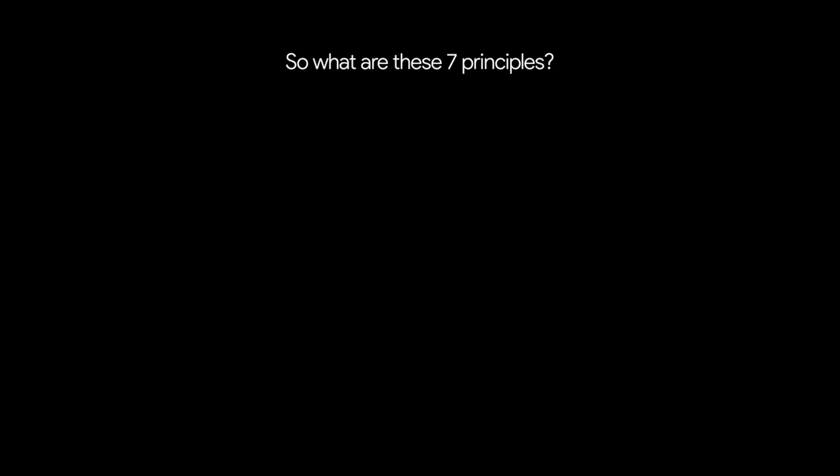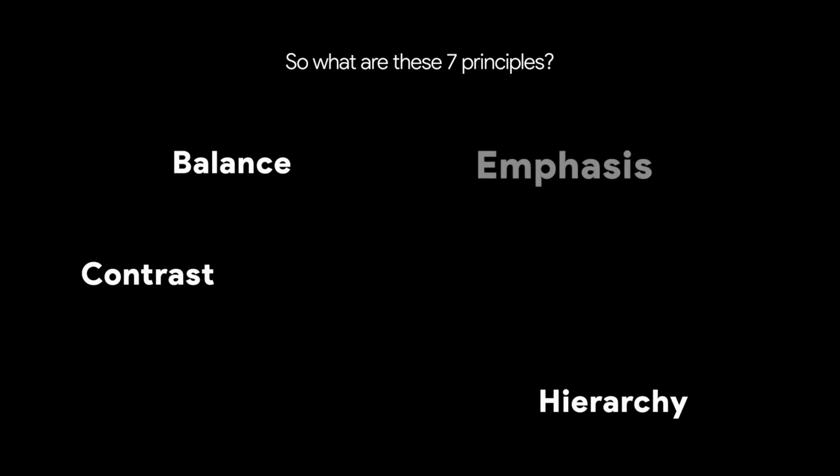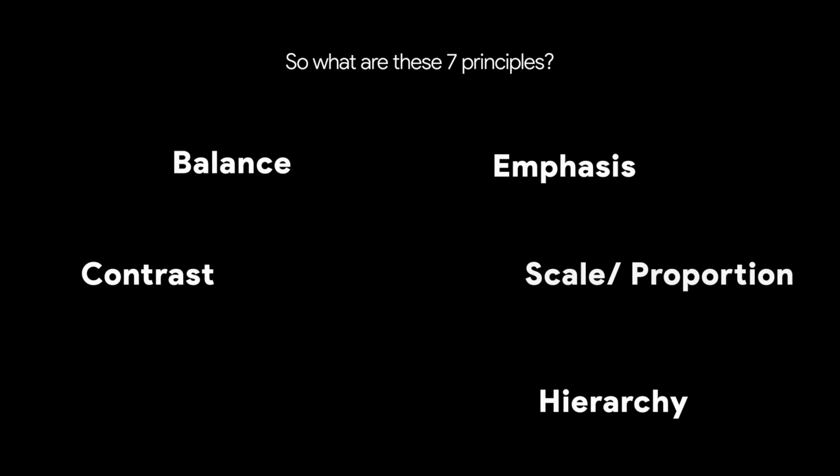So what are these 7 principles? The first principle is the principle of balance, the principle of contrast, the principle of hierarchy, the principle of emphasis, scale and proportion, repetition, and unity. And I've already talked about balance, contrast, hierarchy, and emphasis in my older videos. I will link them in the description, go check it out.